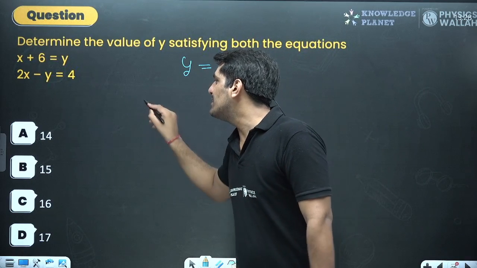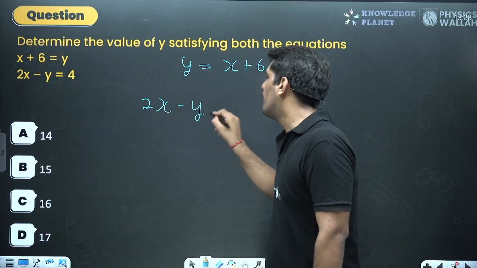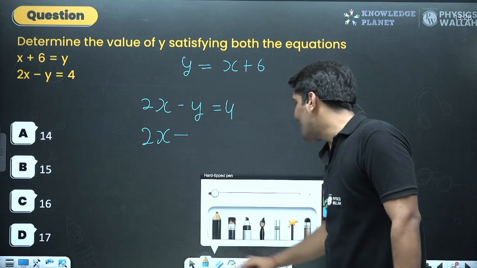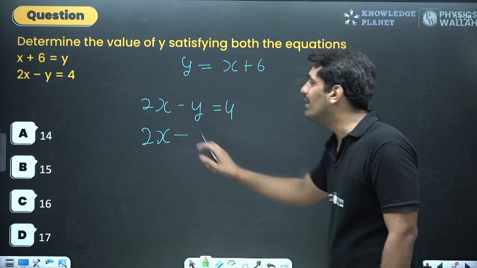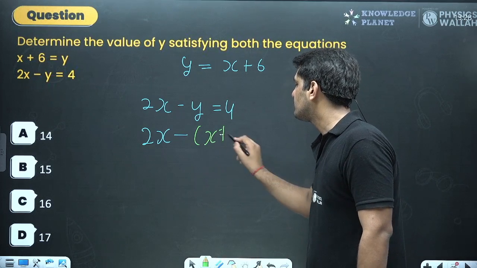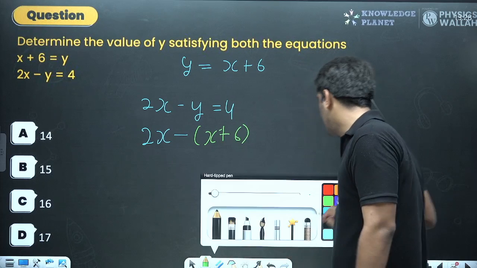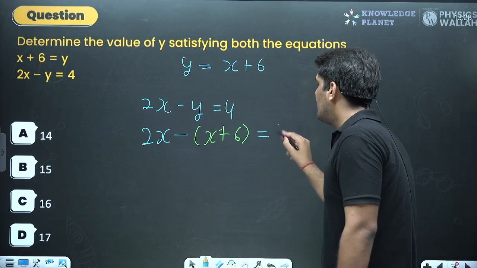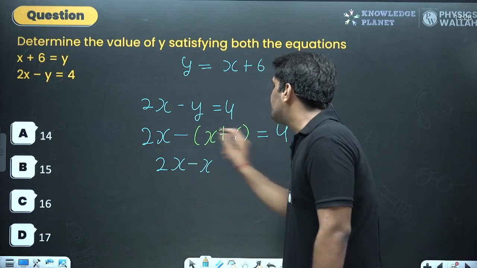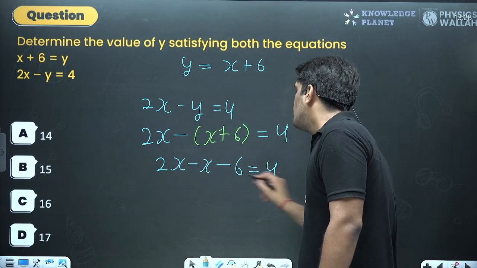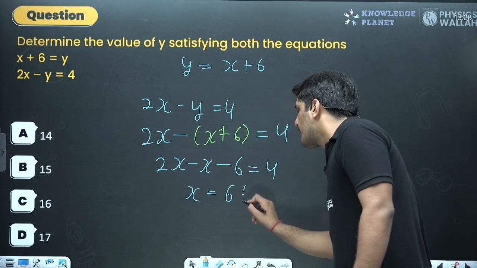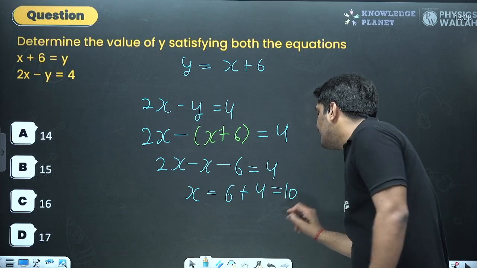So 2x minus y equals 4. Putting in the value of y, I am putting it in a different color so you have a realization over here. The negative sign is there, so always use the bracket. 2x minus (x plus 6) equals 4. Now solving this linear equation, 2x minus x minus 6 equals 4. 2x minus x is simply x. This 6 goes on the other side, 6 plus 4. This is 10. The x value is 10 over here.